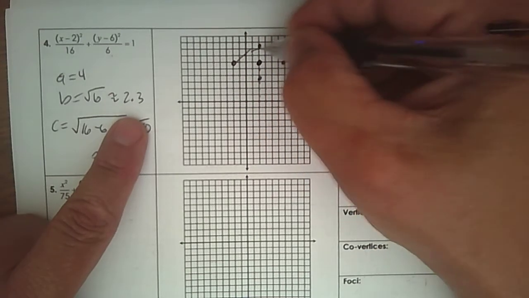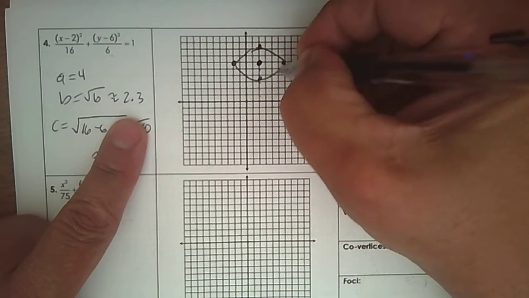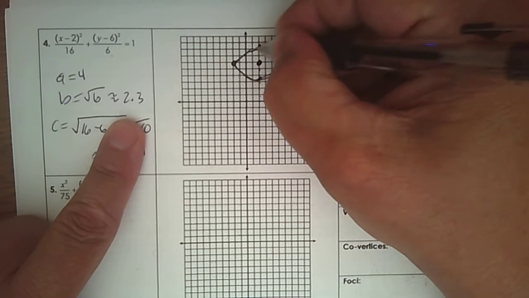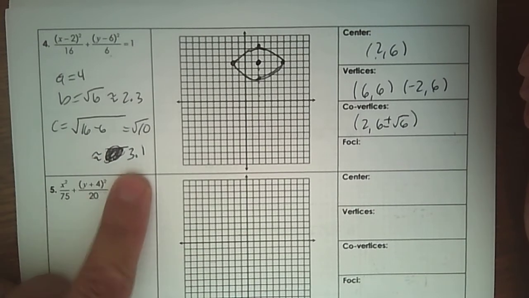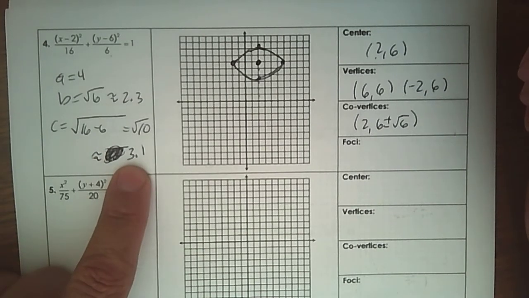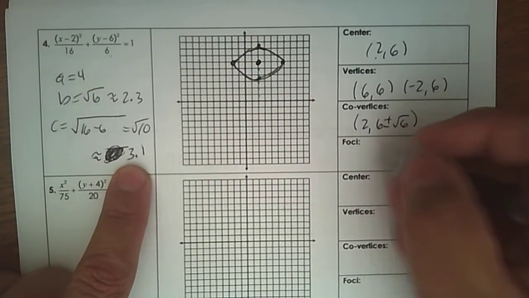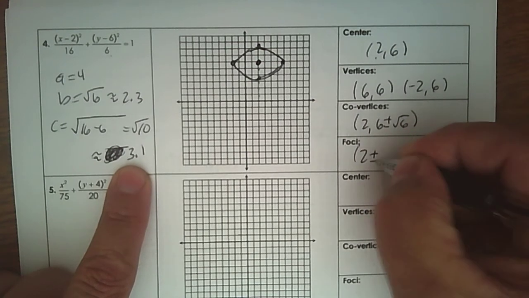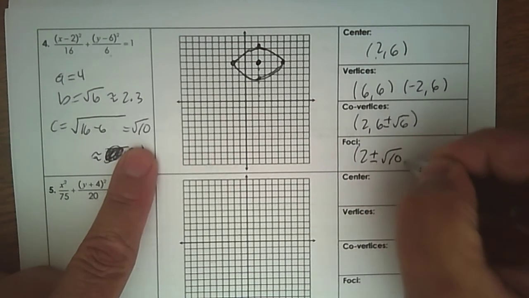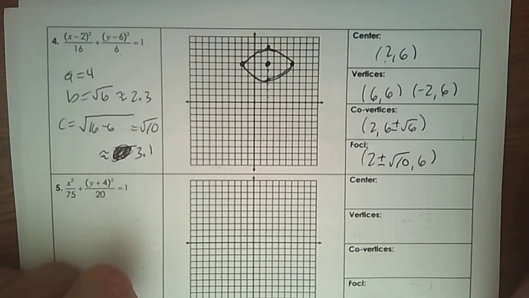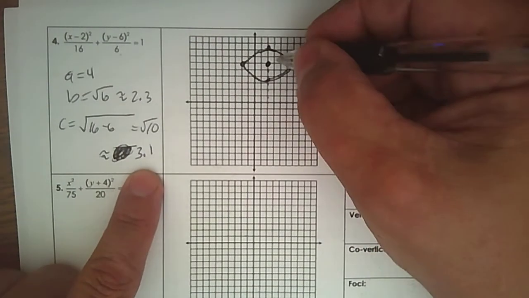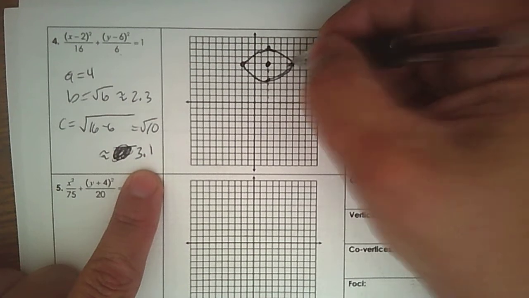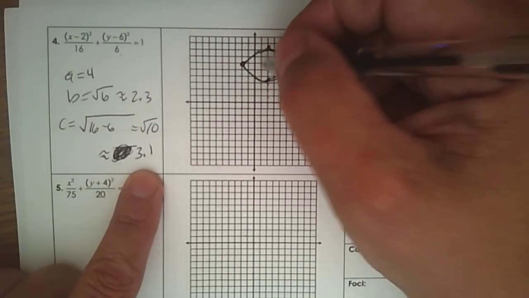You can see this is going to be a horizontal ellipse. So I'm going to connect all the vertices together and make my ellipse like an eyeball looking right at you. The foci, root 10 is 3.1, and that's along the horizontal. So to the horizontal, I'm going to add and subtract root 10. And then to estimate, it's 3 and a little bit. So it's like 1, 2, 3, and then also to the left, 1, 2, 3.